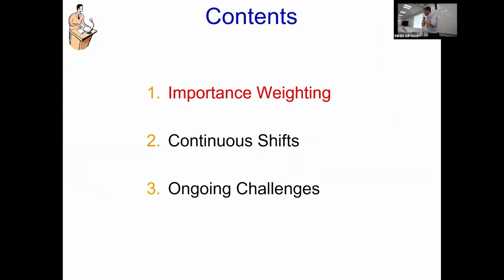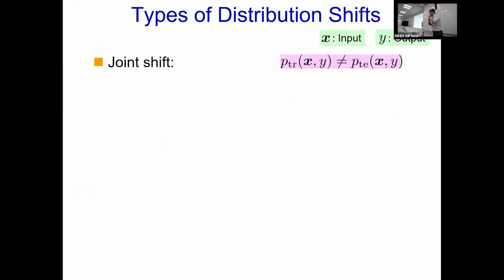My talk has 3 contents, and the first one is to review some basic technologies based on importance weighting. We actually have several different types of distribution shifts, and the most general one is joint shift. The joint distribution P(X, Y) changes between training and testing. This is the most general phenomenon, and we want to analyze this situation in the end, but it is the most challenging problem.